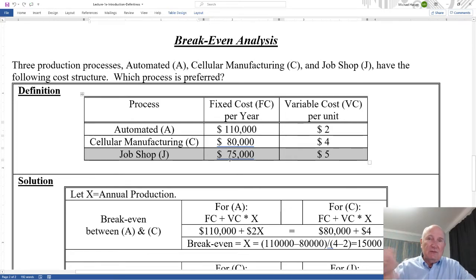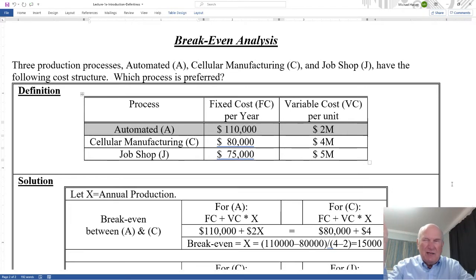The other end of the spectrum, the other extreme value: what if we produce a lot, like 1 million units? Up here, this $2 per unit over a year is really $2 million, $4 million, $5 million, and it's $2,110,000, $4,080,000, and $5,075,000. Now which one's the cheapest? The cheapest one is going to be the automated. So if we have a high volume, to get a low cost we move to automated, which is an assembly line, as an example, which is product focused.